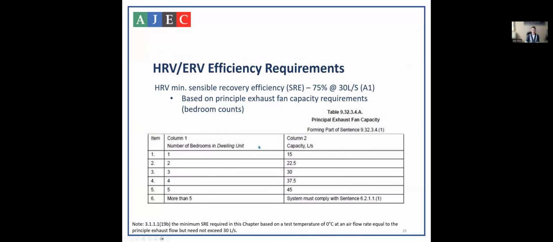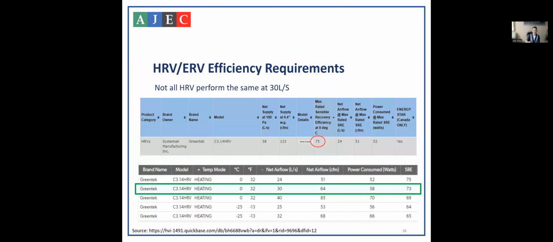Now, one thing I want you to understand is that HRVs are tested and their efficiency verified. Under the building code, you must verify that the HRV you're installing is at least 75% at 30 liters per second. So it has to be 75% at 30 liters per second, and that is the minimum efficiency for an HRV, right? That's this here.